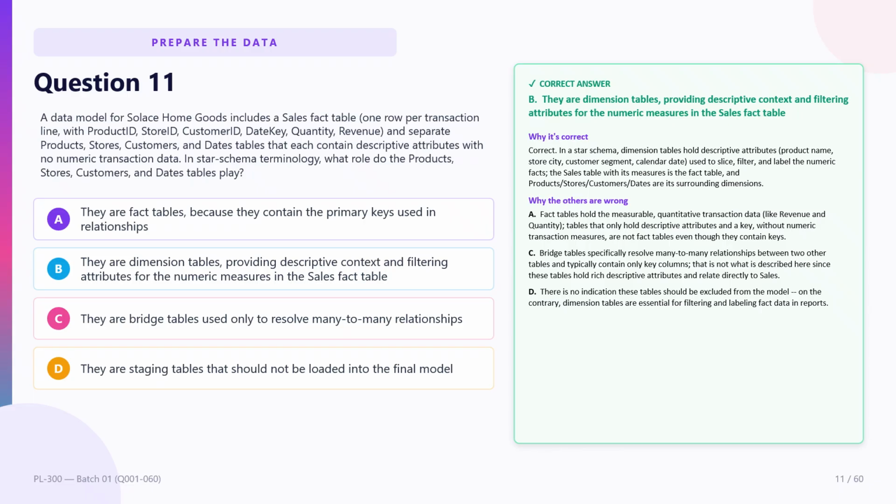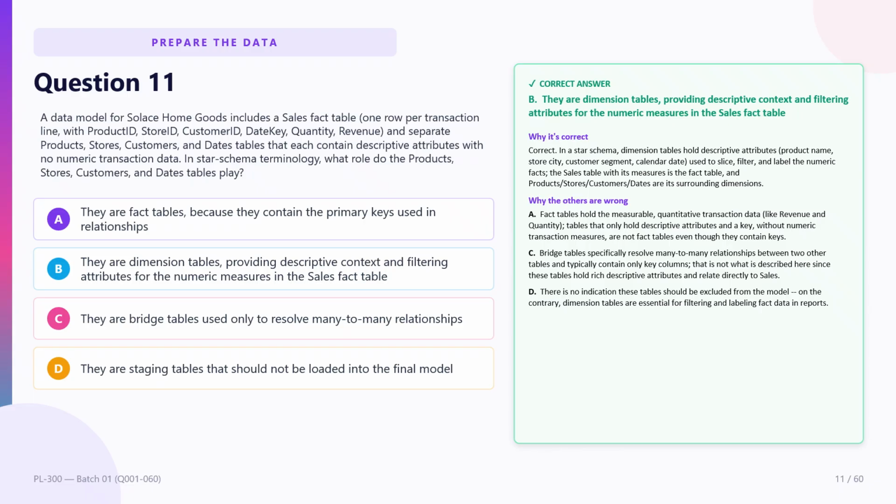The correct answer is B. They are dimension tables, providing descriptive context and filtering attributes for the numeric measures in the sales fact table. Here's why. In a star schema, dimension tables hold descriptive attributes, product name, store city, customer segment, calendar date, used to slice, filter, and label the numeric facts. The sales table with its measures is the fact table, and products, stores, customers, dates are its surrounding dimensions.